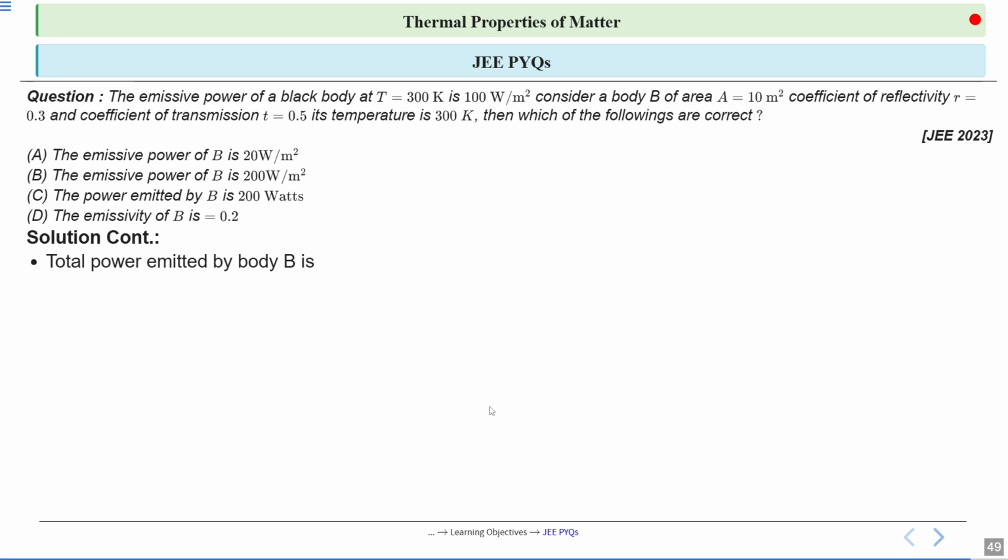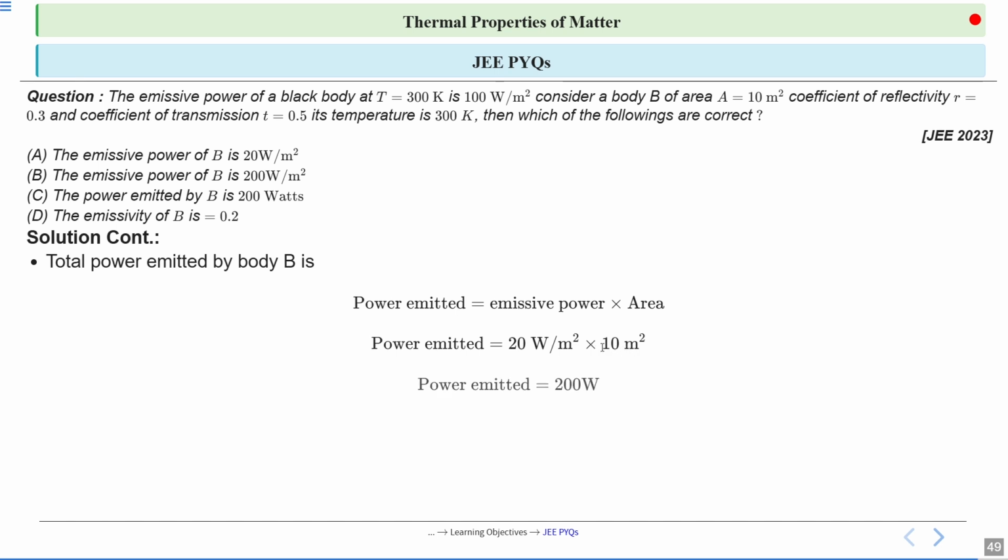The total power emitted by body B is emissive power into area. So the emissive power is 20 watt per meter square into area, that is 10 meter square. So the power emitted is 200 watt. So the total power emitted by the body is 200 watt. So these are the answers.